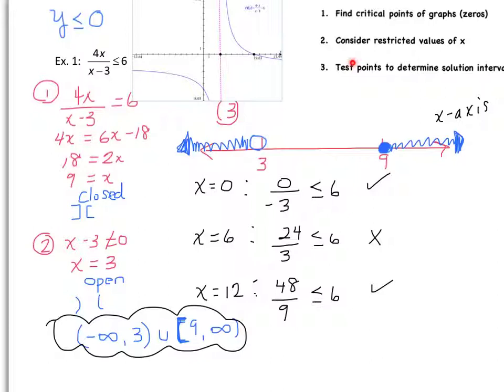So if I had to put this on the graph, I'd have an open circle at 3, shaded to the left, a closed circle at 9, shaded to the right. You won't be using your graphing calculators for these problems, but I just wanted to show you graphically what the solutions represent.